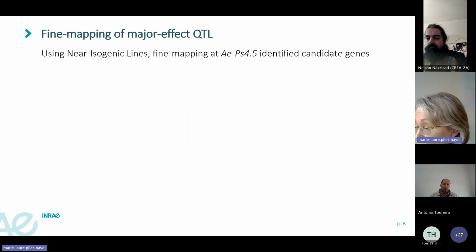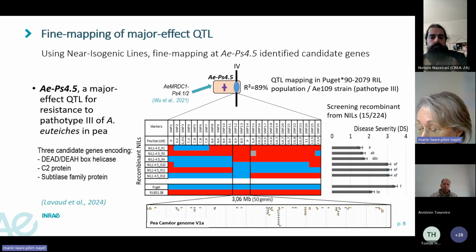We focused on the major effect QTLs to perform fine mapping of their confidence interval in order to try to identify candidate causal polymorphism and diagnostic markers for resistance. First, we fine mapped the QTL AEPS 4.5, which we redetected with the major effect from the Puget 90-20-79 recombinant inbred line populations for resistance to a reference isolate for pathotype 3, AE109.